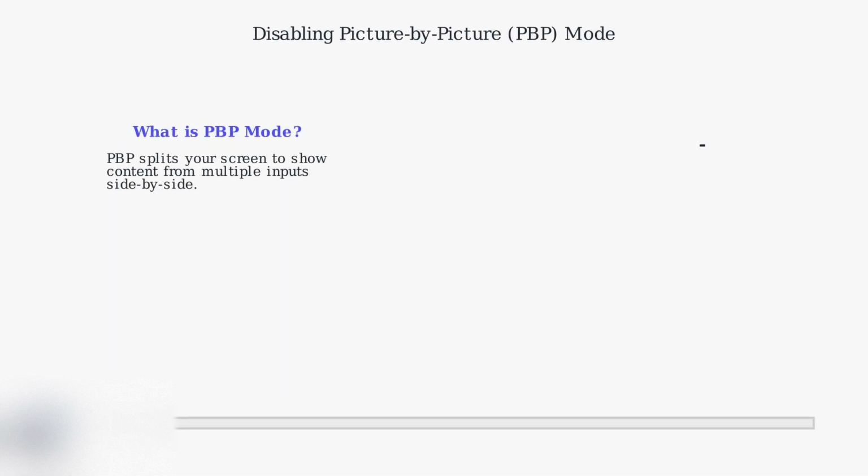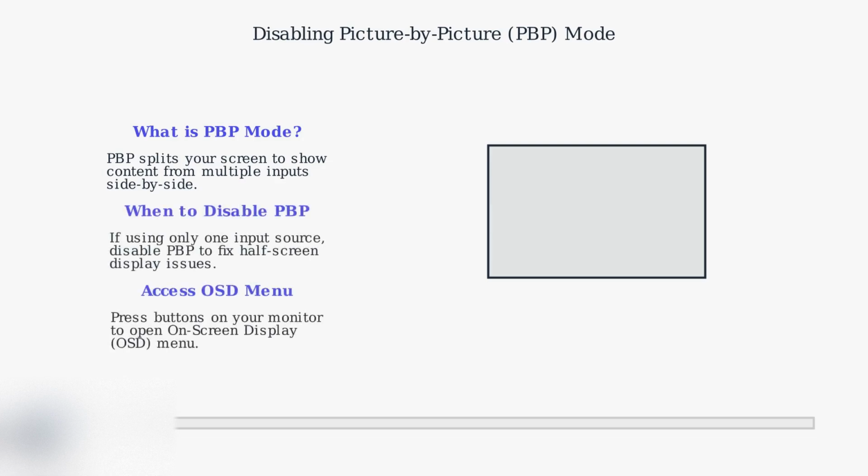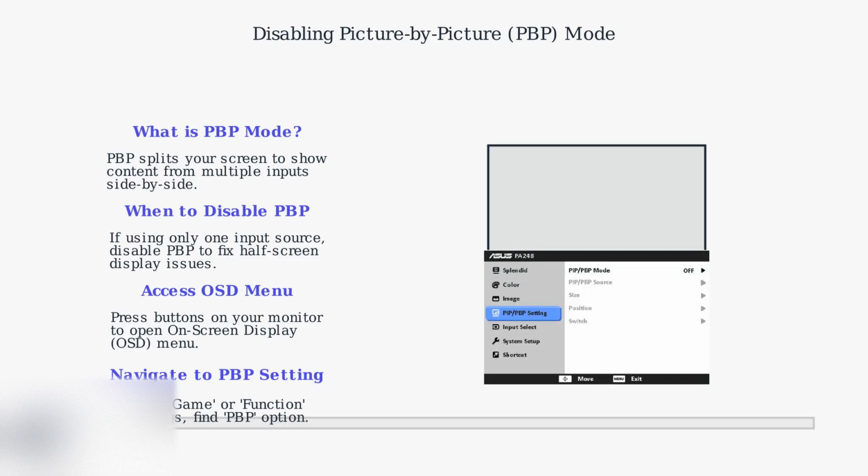PBP mode splits your screen to display content from multiple sources side by side. If you're using only one input, disabling PBP is the first step to fix half-screen display issues. Access your monitor's on-screen display menu using buttons on the monitor itself. Navigate to the game or function settings and locate the PBP option. Set PBP to off or PIP if you intend to use only a single input source.